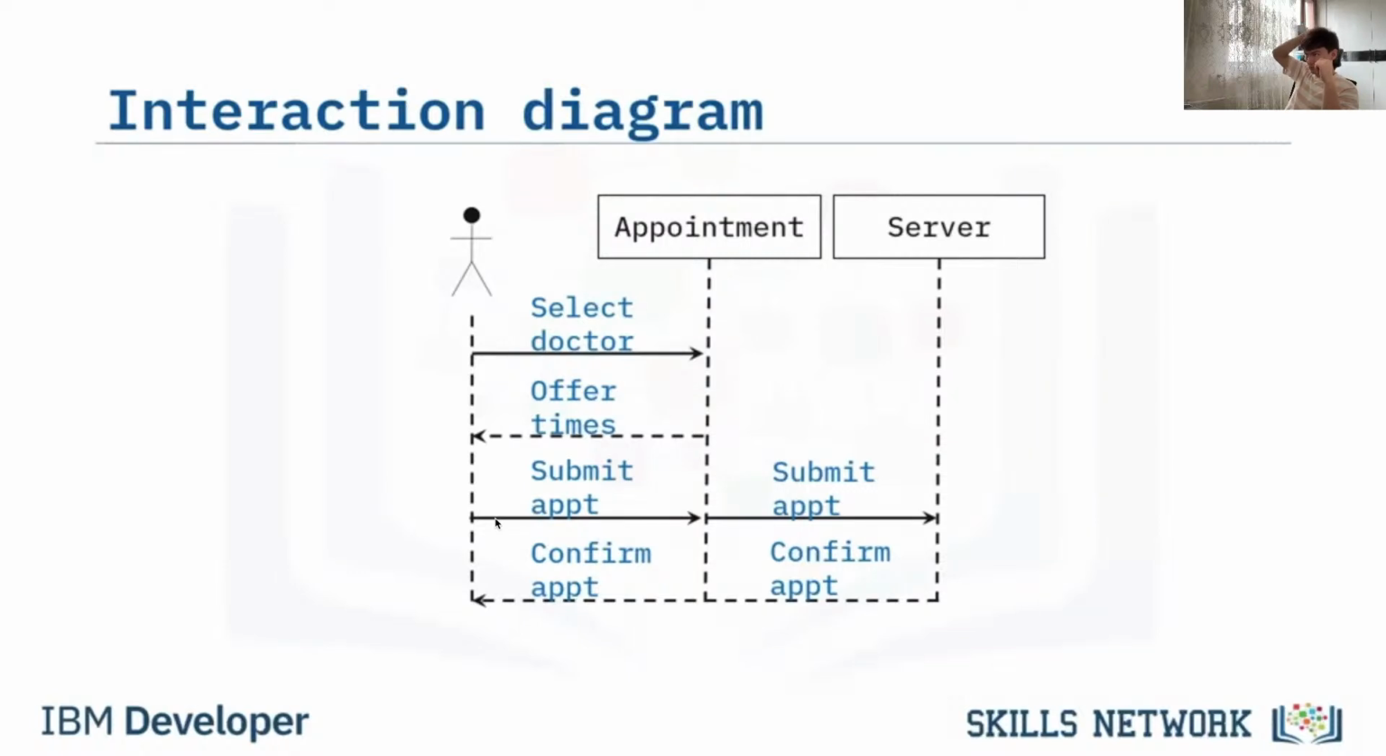An interaction diagram is used to model the dynamic nature of a software system. They help visualize objects and their relationships.